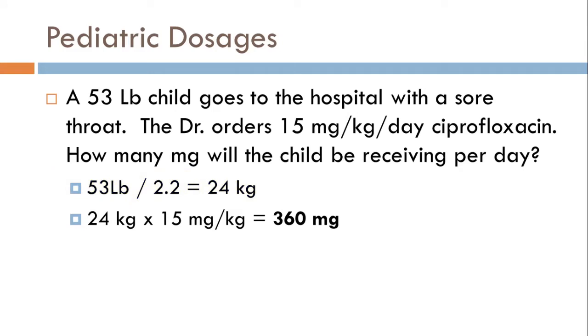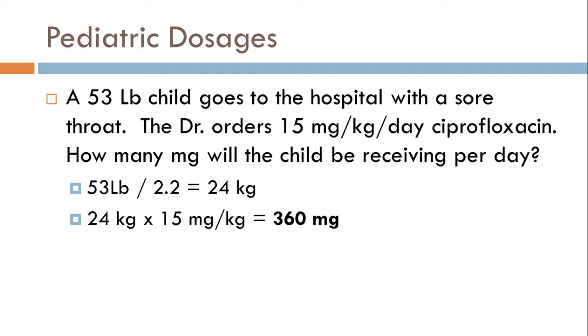So now if it's 15 milligrams per kilogram per day, and I know the kilograms, I'm going to get the 24 kilograms that I already calculated, multiply that times 15, and I'm going to get 360 milligrams. That is how much the child will be getting each day.